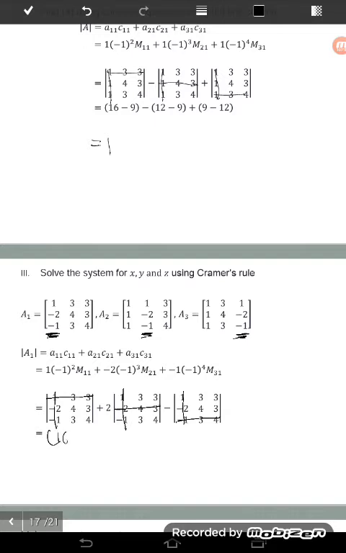4 times 4, 16, minus 9, plus 2 times (3 times 4 is 12, minus 9), minus 3 times (3 times 3 is 9, minus 12). So here 16 minus 9 is 7, plus 12 minus 9, which is 3, times 2 is 6, minus 9 minus 12, which is negative 3, negative 3 times negative, positive 3. So the answer is 16.